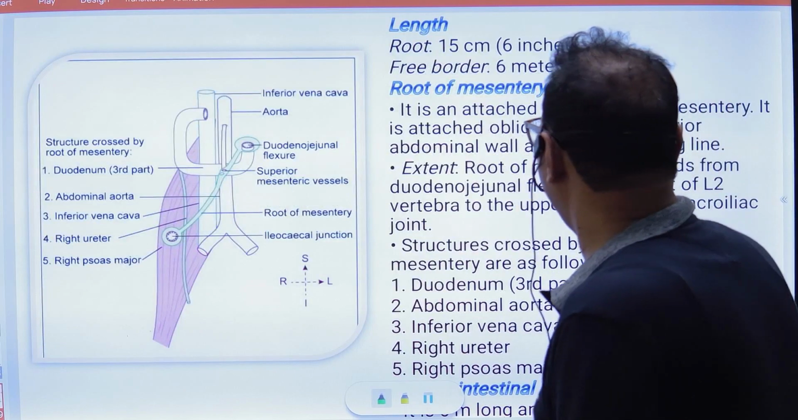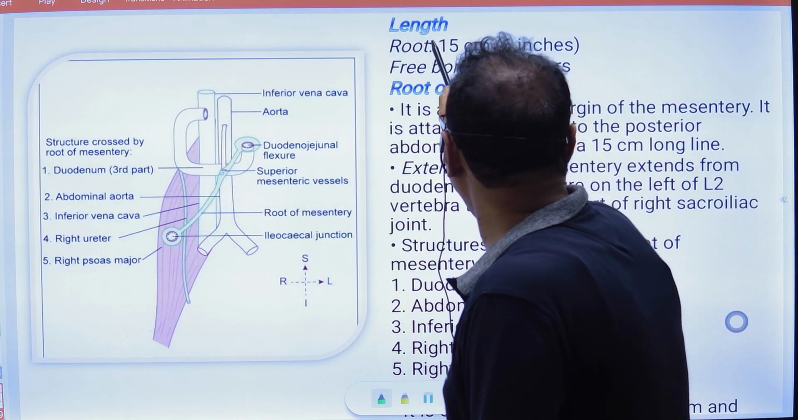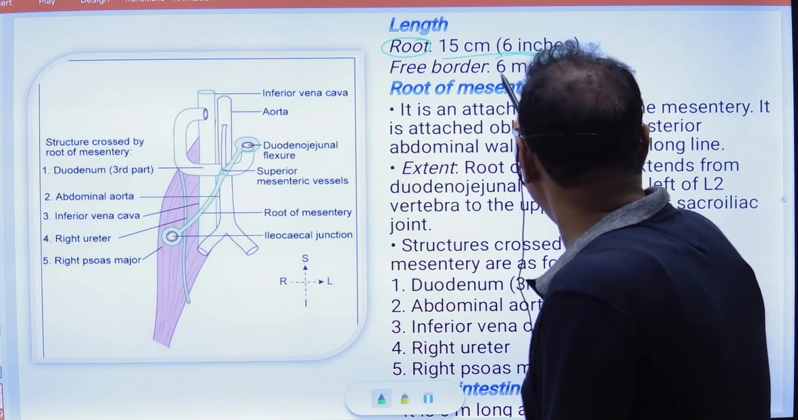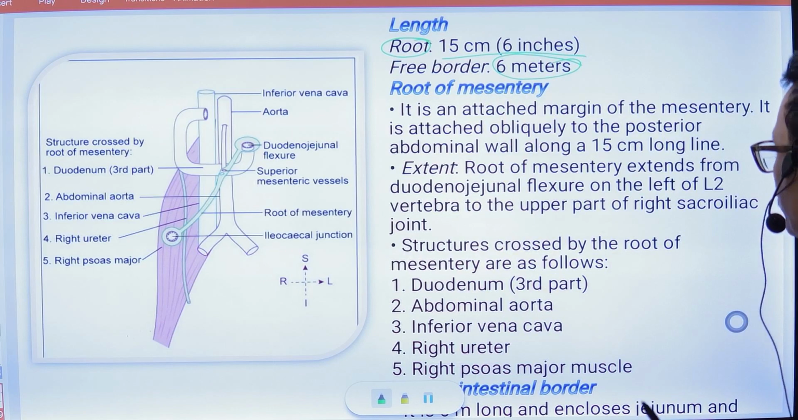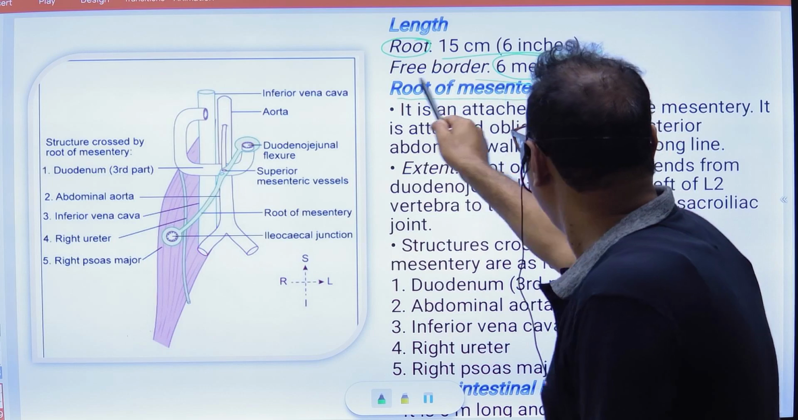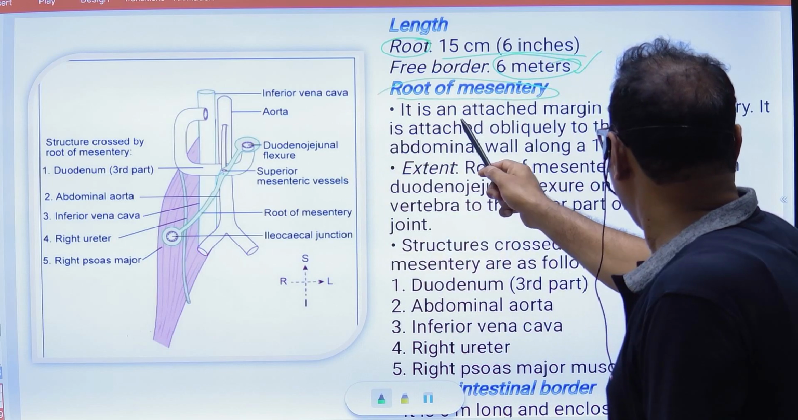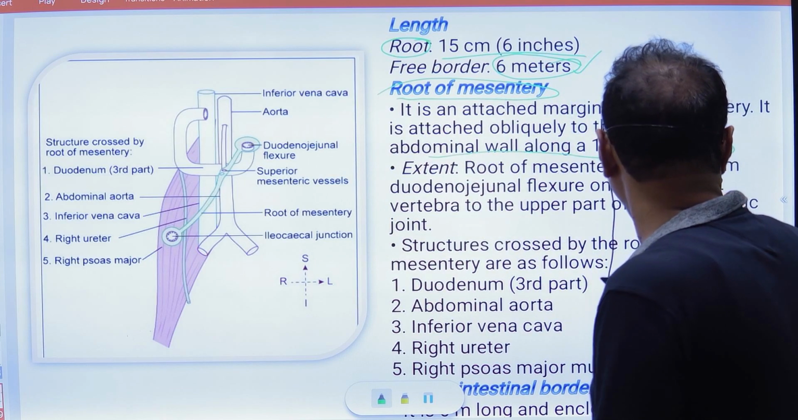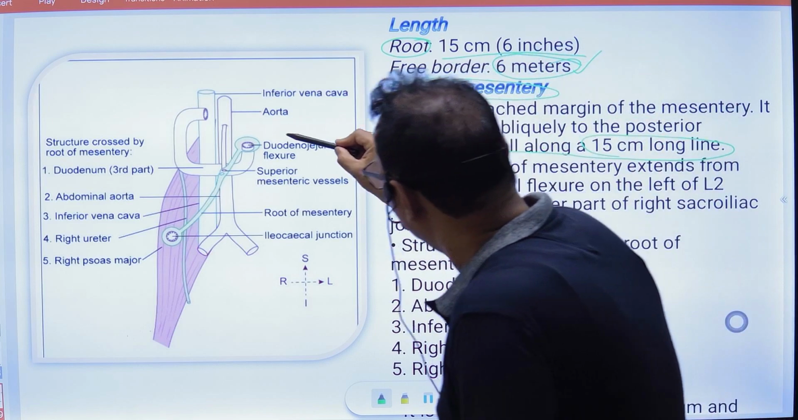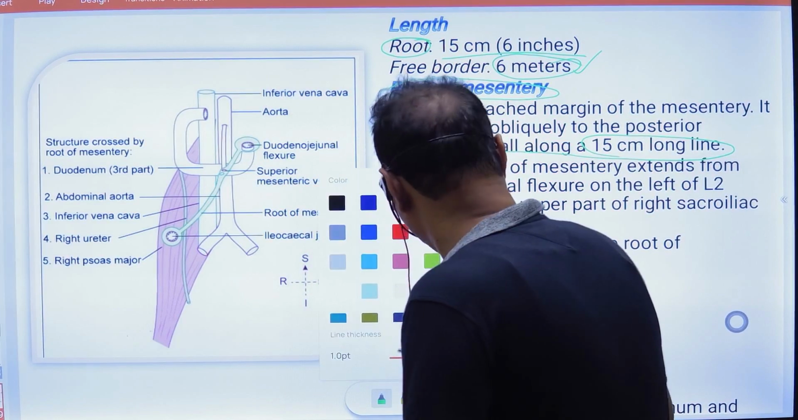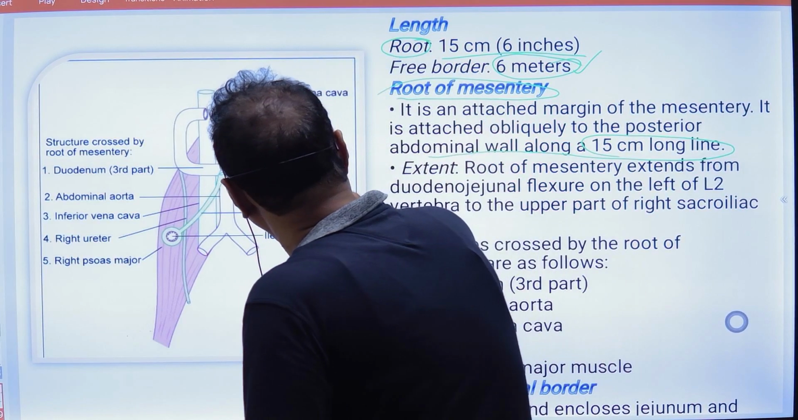So now, the length of the mesentery. Its root is about 15 centimeter or 6 inches, and its free border is approximately 6 meter. The root of the mesentery is attached to the posterior abdominal wall along a length of 15 centimeter. You can see over there, it is 15 centimeter in length.